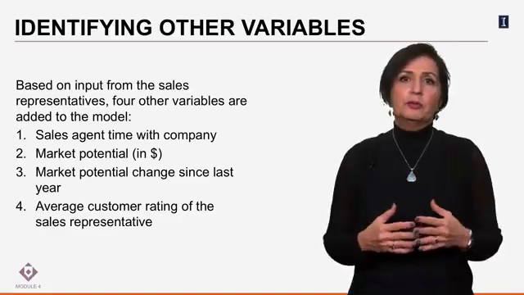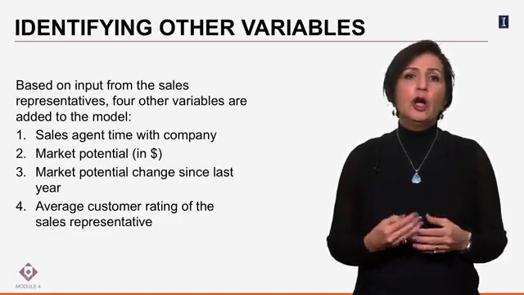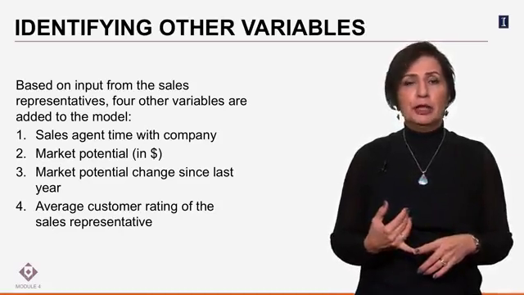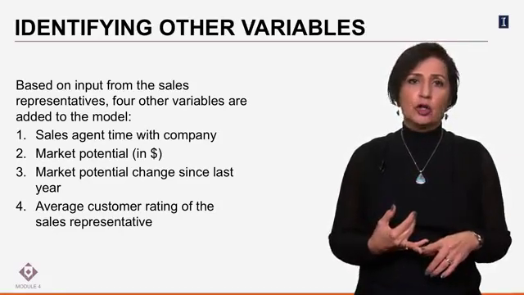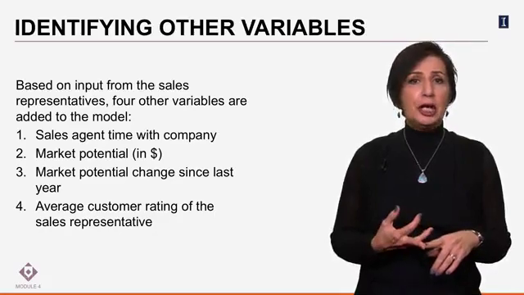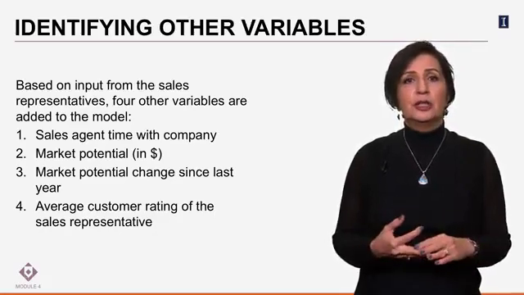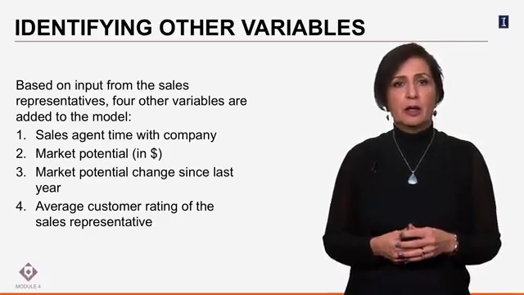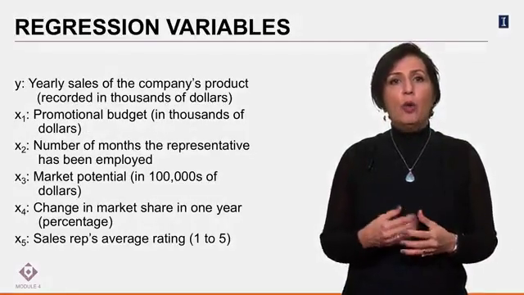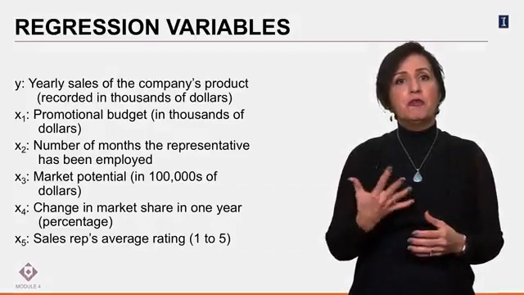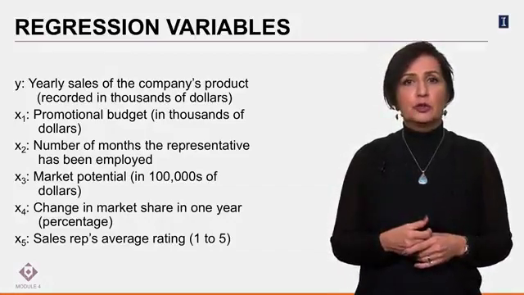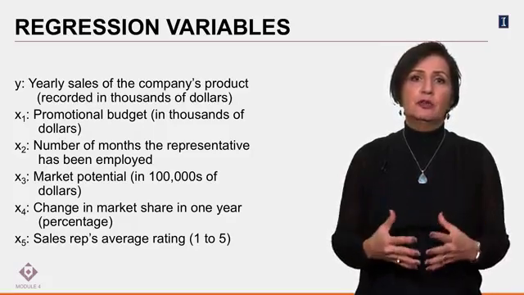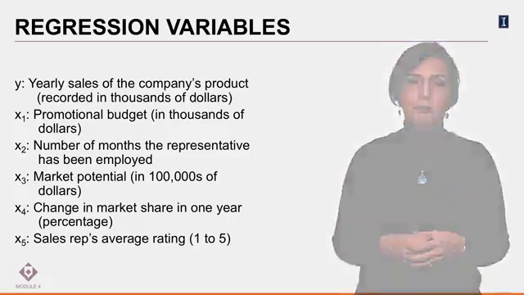Based on input from the sales representative, 4 other variables are added to the model: sales agent time with the company, market potential in dollars, market potential change since last year in dollars, and average customer rating of the sales representative. So now, Y is assumed to be influenced by 5 different independent variables. We now have to collect data for all these variables, and then we can run the multiple regression model.